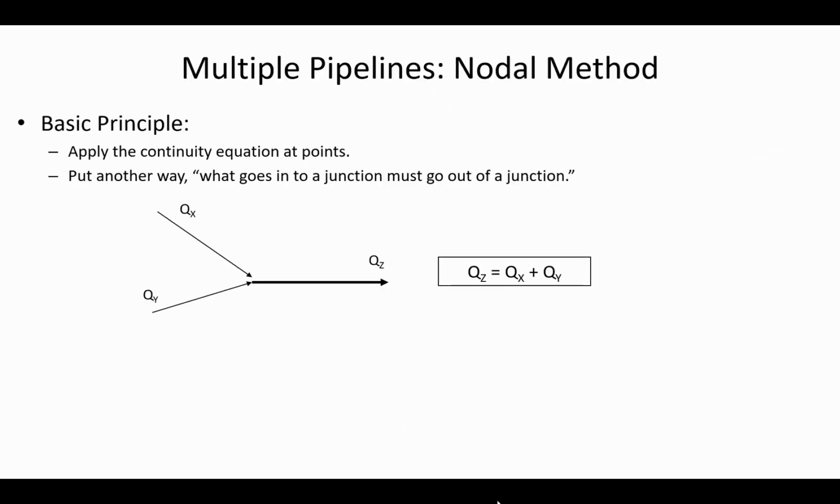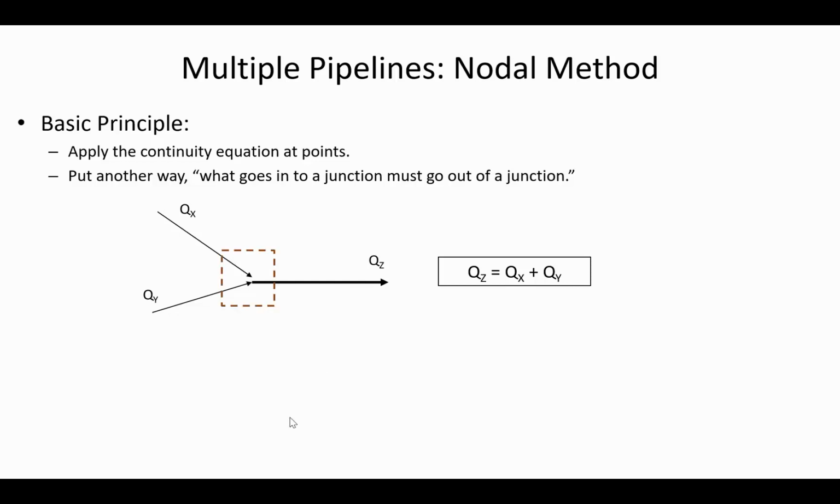Now, the nodal method that we're applying today is just an application of the continuity principle. And last semester in fluid mechanics in chapter 5, continuity told us that what flows into a junction must go out of a junction. So here we have two pipes coming together. There's pipe X and Y that join together, and pipe Z comes out of there.